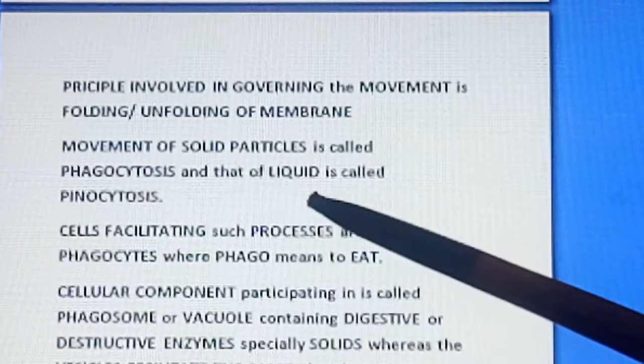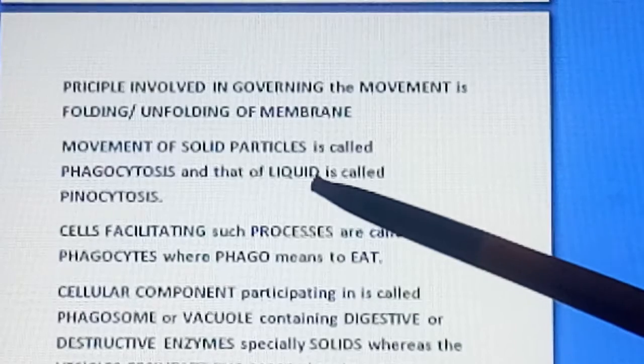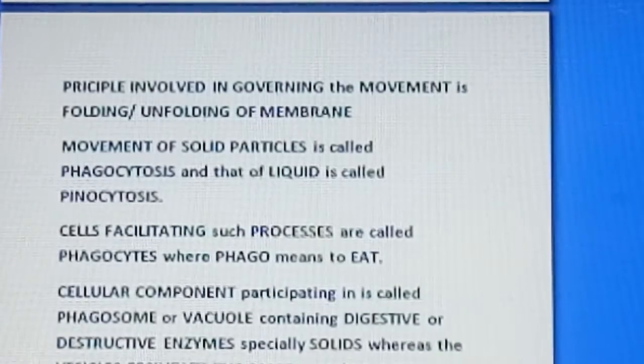And whenever the material enters into the cell by the process of endocytosis in liquid form, the process is known as pinocytosis. So movement of solid particles is facilitated by phagocytosis, and movement of liquid particles is facilitated by pinocytosis. This is also one of the divisions of the process of endocytosis.